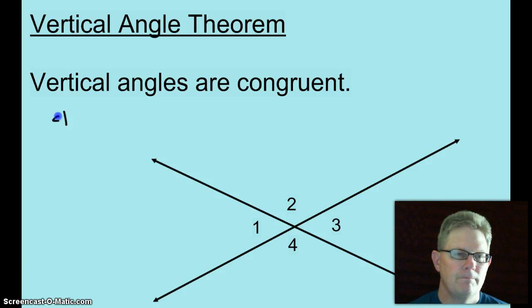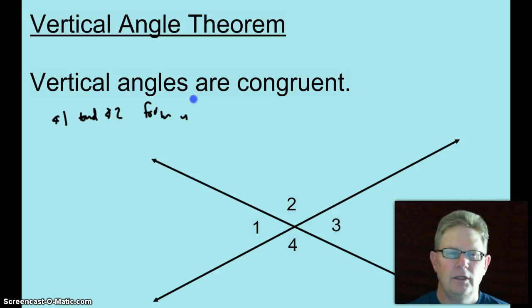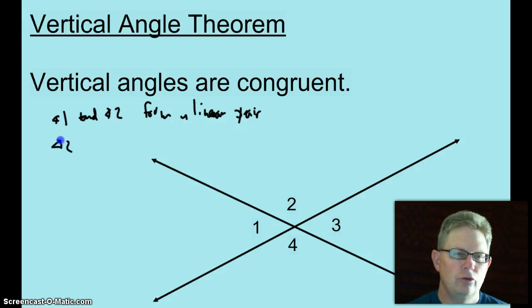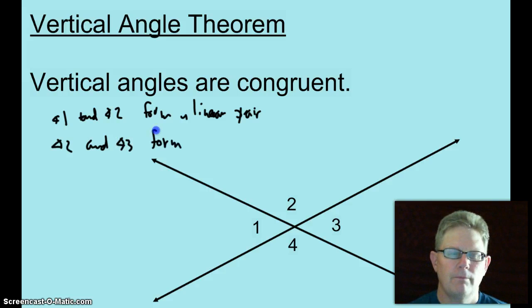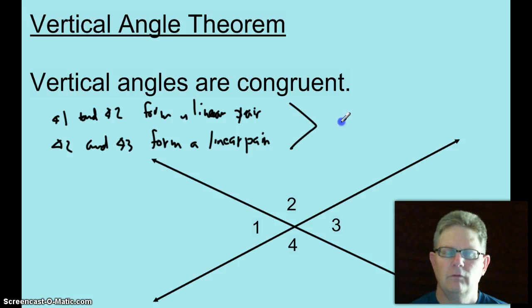Angle 1 and angle 2 form a linear pair, right? Sure. Angle 2 and angle 3 form a linear pair. And the reason is, for both of those, that's the definition of a linear pair. Their non-common sides form a straight line.